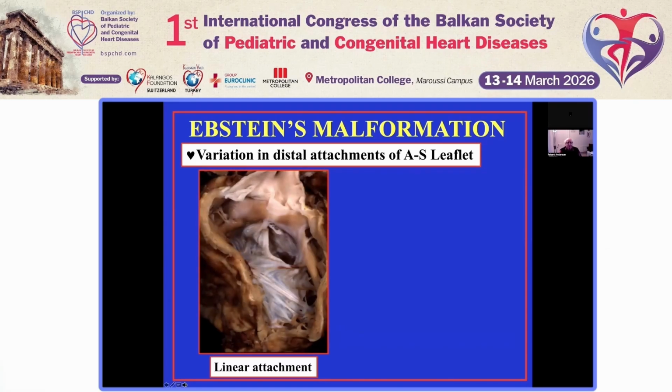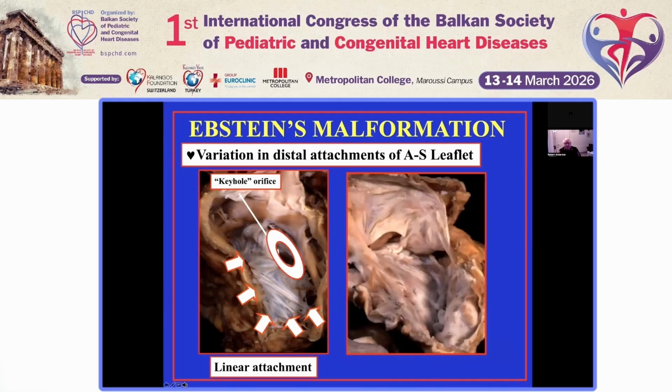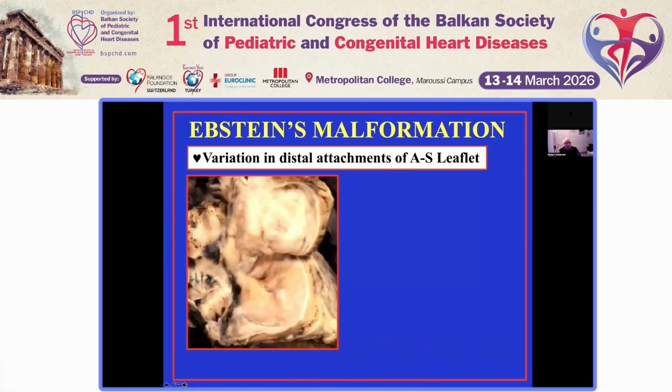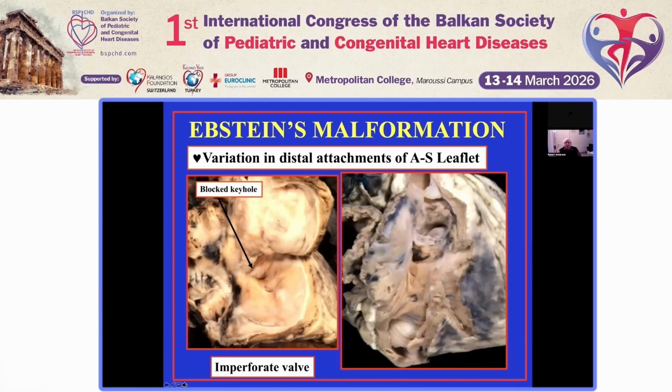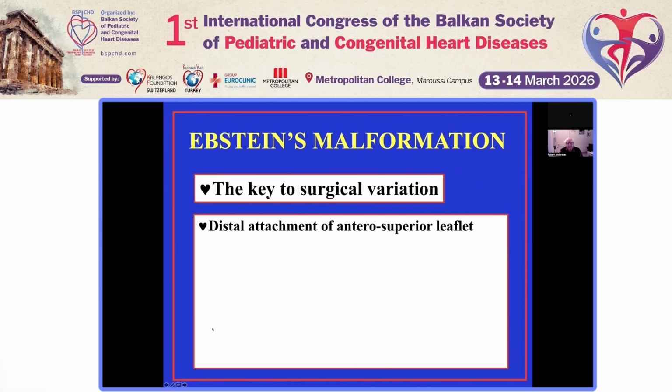In this example, there's a much more linear attachment, again, as in the heart of Joseph Prescher, now with the keyhole pointing into the infundibulum and marking the junction between the atrialized inlet and the functional right ventricle. Rarely, that keyhole can be blocked, giving us an imperfect valve. And now the functional right ventricle, as you see here, with its outlet component is fed through a ventricular septal defect. And this is the key to surgical variation, the distal attachment of that anterosuperior leaflet.